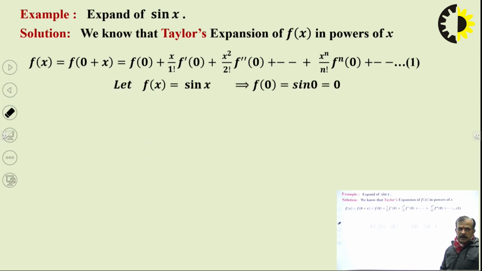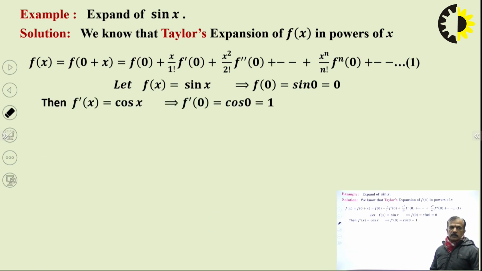Here f(x) equal to sin x. So, we need to expand the function sin x. We require the derivatives of this function and the value of this function at x equal to 0. The first derivative of sin x is cos x. So f(0) equals 0, and the first derivative is cos x, so the value of cos 0 is 1.